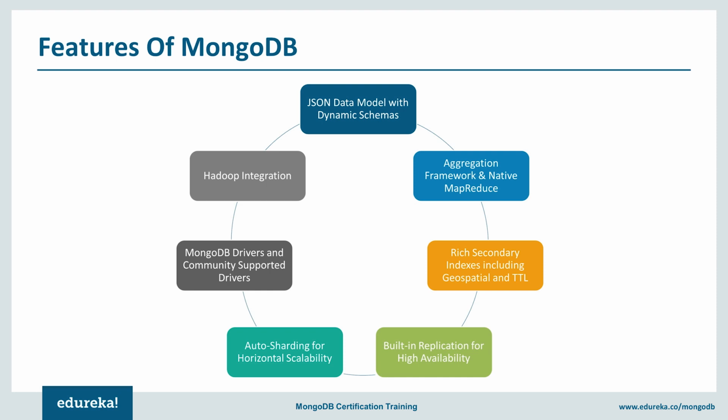Now, the basic features of Mongo: you can store JSON data modeling with a dynamic schema, so we don't really need predefined static schemas in place. You can always go with dynamic schemas. We can have aggregation frameworks, and we can interact with the native MapReduce Hadoop framework as well. We can do secondary indexes, even geospatial queries as well. There are a lot of built-in features in Mongo for replication and high availability.